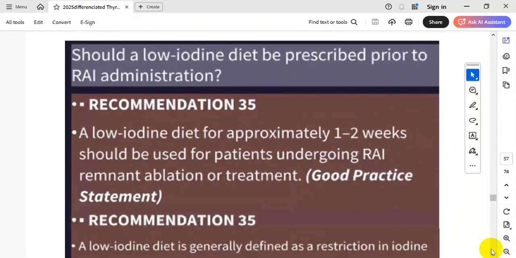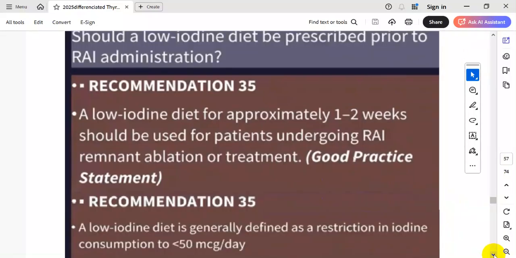Should a low iodine diet be prescribed prior to radioiodine administration? A low iodine diet for approximately 1–2 weeks should be used in patients undergoing radioiodine therapy, remnant ablation, or treatment. And also, a low iodine diet generally means a level of less than 50 micrograms per day.